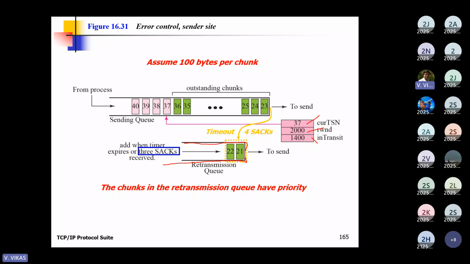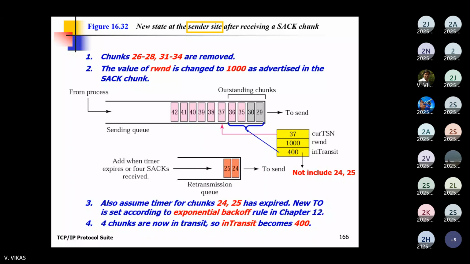Sender maintains two things. One is sending queue, other one is retransmission queue. I'll be adding a particular chunk in retransmission queue whenever we receive 3 duplicate acknowledgements or 4 selective acknowledgements or whenever timer expires. In any of these cases, I'm going to move the things in retransmission queue. Clear about these things? Okay.